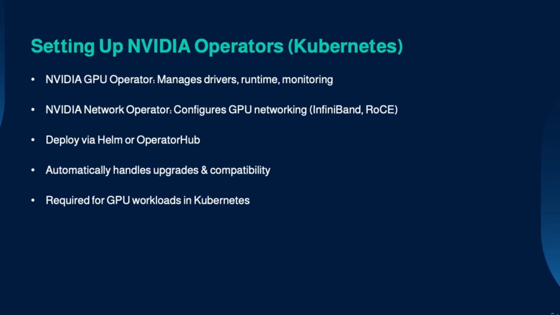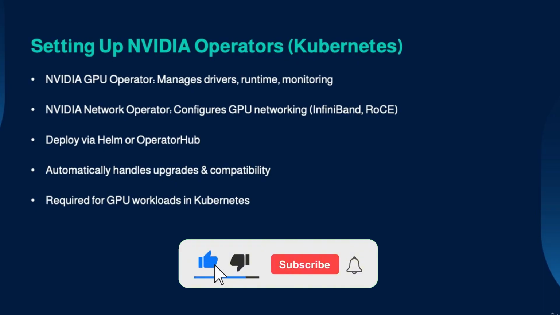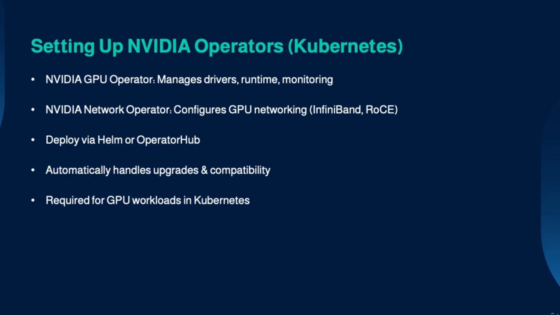If you're running GPU workloads in Kubernetes, you'll need NVIDIA operators. The GPU operator automates driver installation, configures the container runtime, and enables GPU monitoring inside the cluster. The network operator configures high-performance GPU networking like InfiniBand or RoCE, critical for multi-GPU and multi-node training. You can deploy these operators using Helm charts or from Operator Hub. Once installed, they ensure your Kubernetes nodes stay GPU ready even through upgrades.